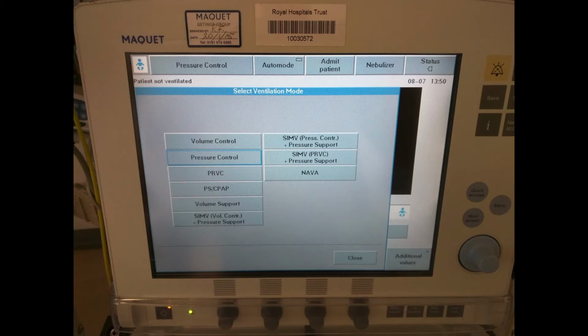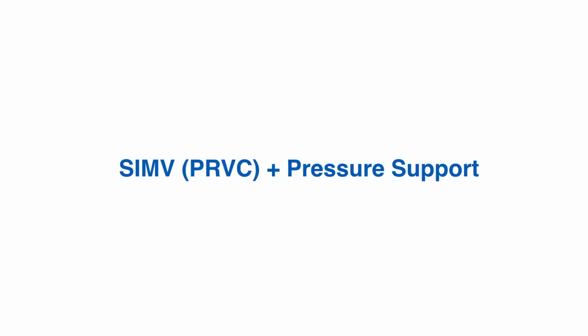So you can see there's 9 possible modes that you can select here, but in practice there's really only 3 of these that we use in the unit, and they are SMV PRVC with pressure support, SMV pressure control with pressure support, and pressure support CPAP. So you can pretty much disregard all the other ones because they're not used in the unit. So I'm going to start off talking about SMV PRVC with pressure support, because this would be my preferred mode to start a patient on.